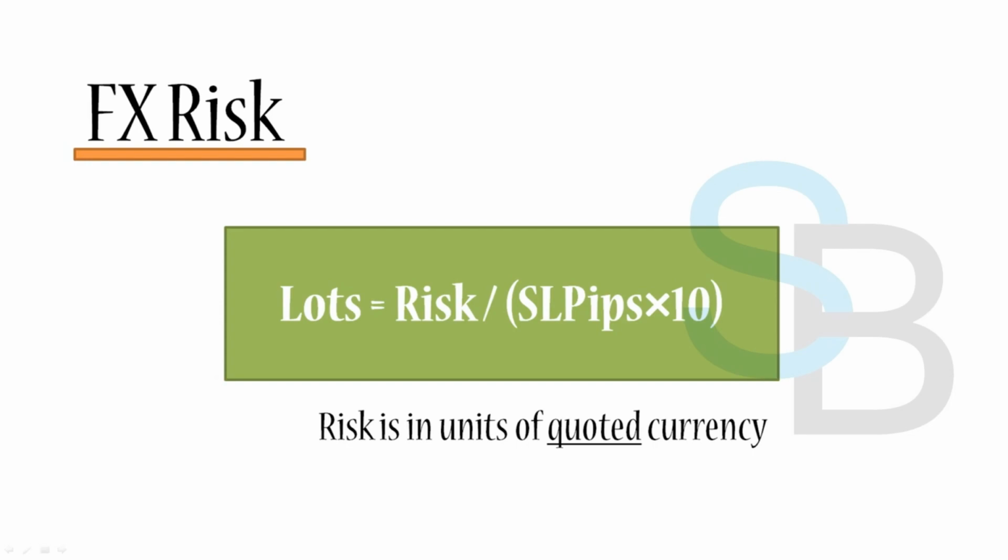So all you have to do is take your risk, the amount of money that you're prepared to lose in a particular transaction if the market goes against you, and divide that by the number of pips in your stop loss, multiplied by 10, and that will give you the amount of lots you should enter the market with. And that's very powerful, because that's the way you control your risks.